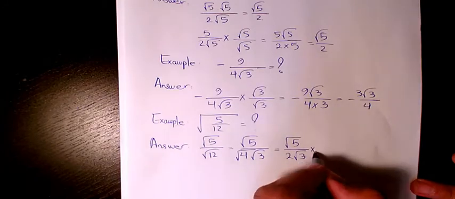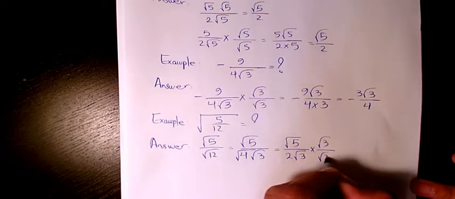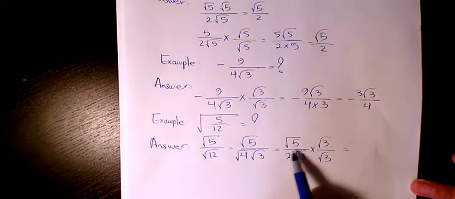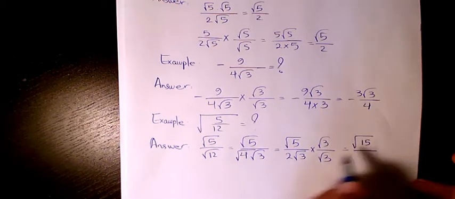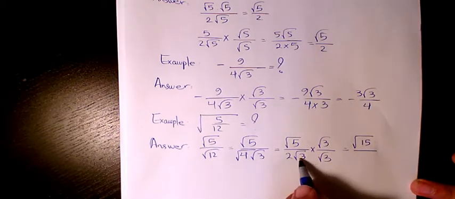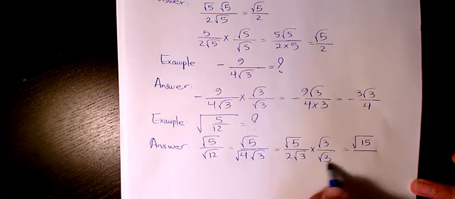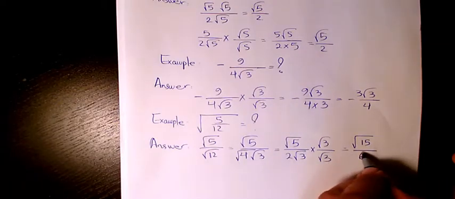Then I can multiply it by root 3 divided by root 3. As I said, we need to multiply it by the square roots in the denominator. So that makes it root 15 divided by 2 times root 3 times root 3, which is going to be 2 times 3, which is 6.